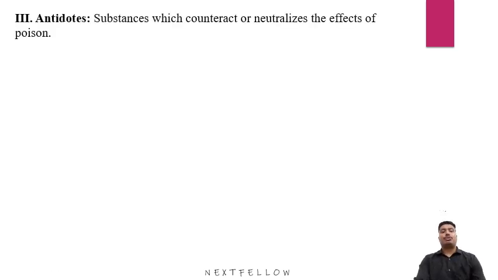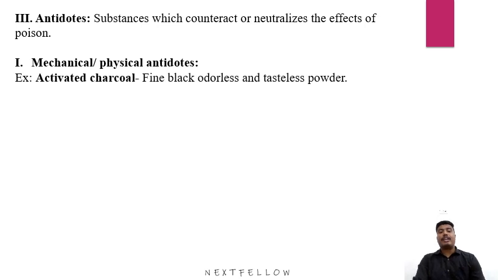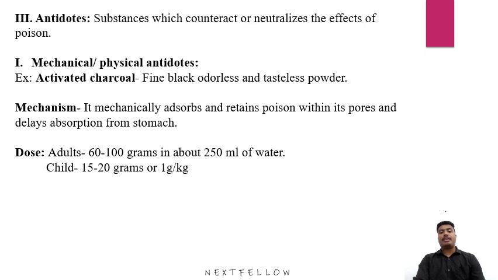Now antidotes. What are antidotes? Substances which counteract or neutralize the effect of poison. The first is the mechanical or physical antidote. Example, activated charcoal, a fine black odorless and tasteless powder. Its mechanism is that it mechanically adsorbs and retains poison within its pores and delays absorption from the stomach.